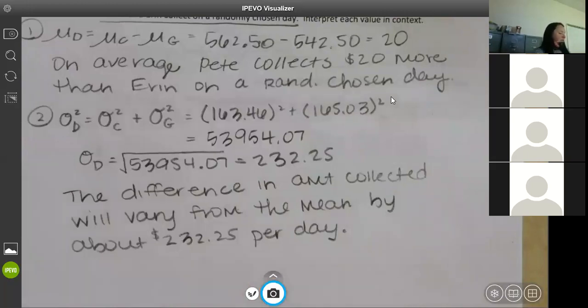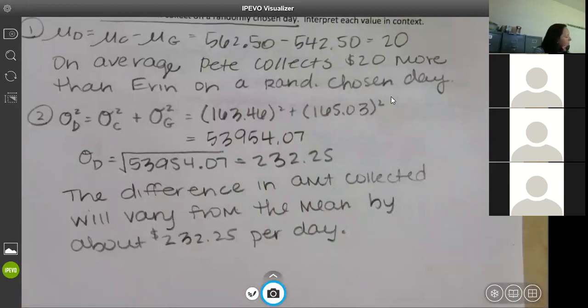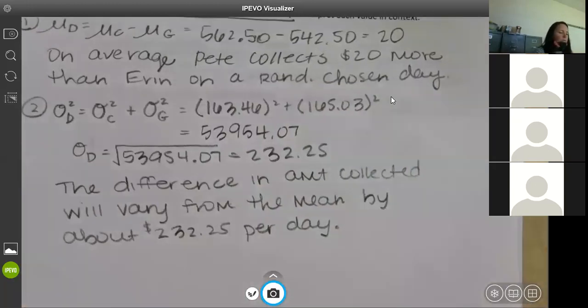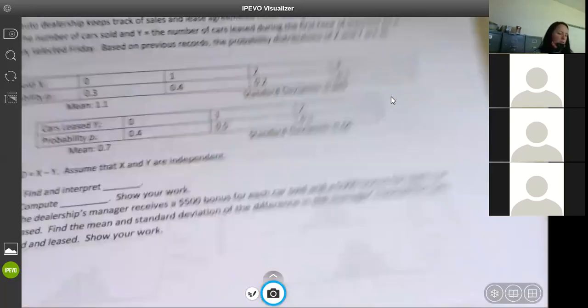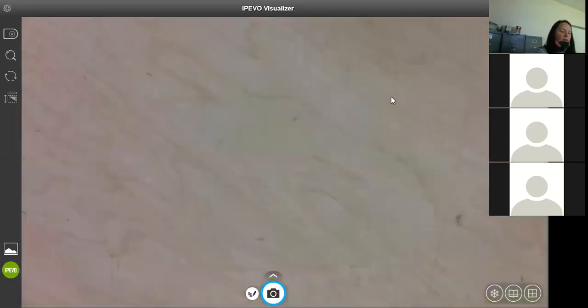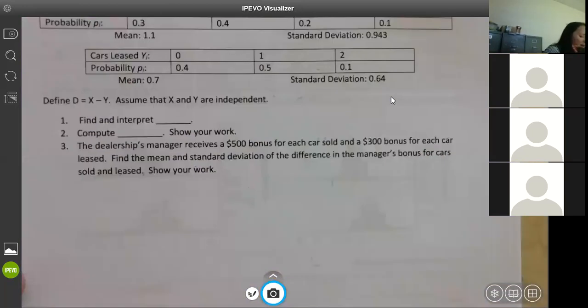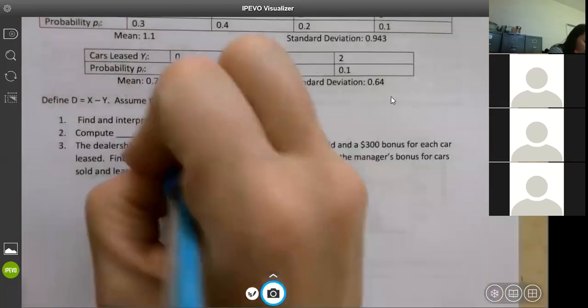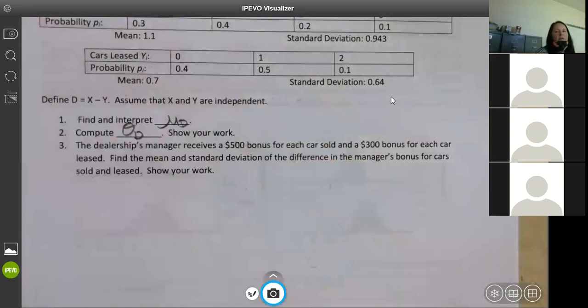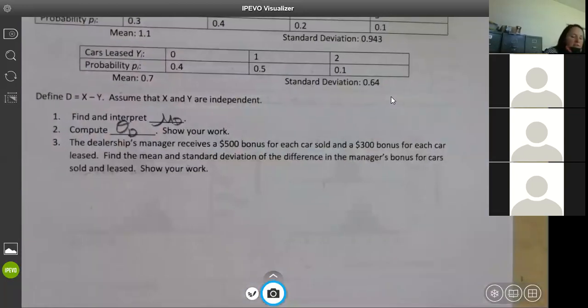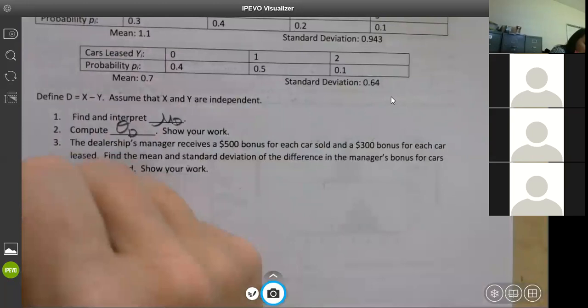We're going to do the same exact thing. We're going to go back to the dealership, but we're going to find the difference. I think we can knock this one out really quick. I think we got 3 minutes and 30 seconds. All right, same thing. I'm not even going to read it. It's the dealership one that we just did. Find and interpret the mean and the standard deviation. And then we have to do the bonuses again, but it's the difference. So how do we do the differences? And I'm not going to ask you to interpret it.